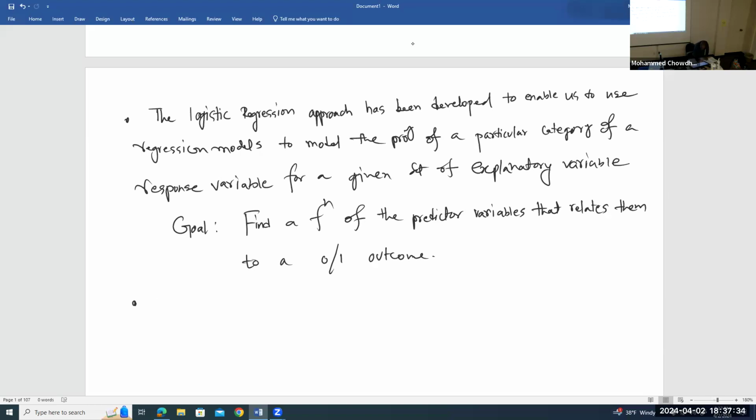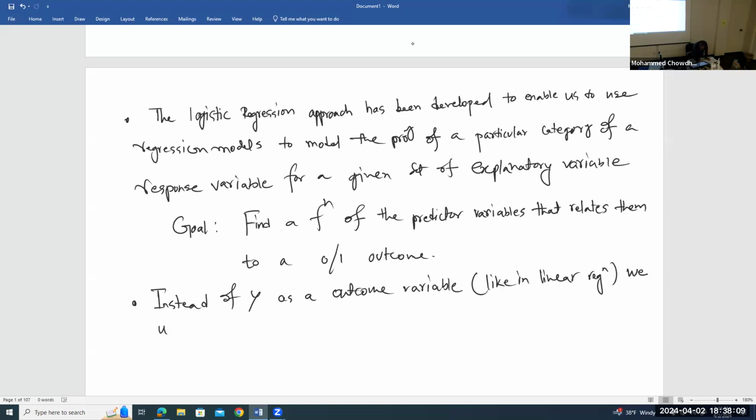Instead of why, this is what. Down the road you might have a question, so these writings will give the answer. Instead of why, as an outcome variable, like in linear regression, we use a function of y, called logit.